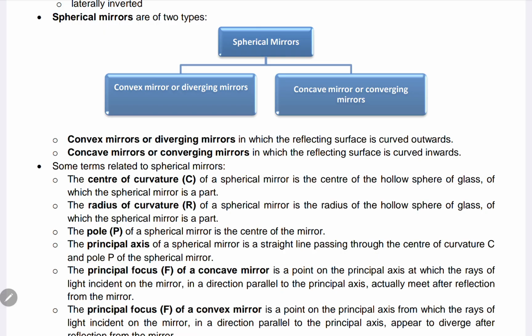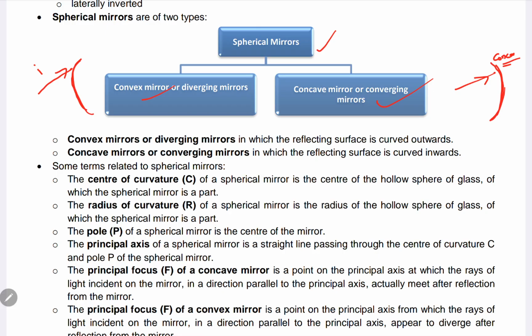If you analyze, we have two different types of spherical mirrors. The plane mirror is one thing, and here we are discussing spherical mirrors. Convex mirrors or diverging mirrors are one type and concave mirrors or converging mirrors are another type. If the mirror is like this and the incident ray falls like this, it is known as the convex mirror, and this type of mirror is known as the concave mirror.